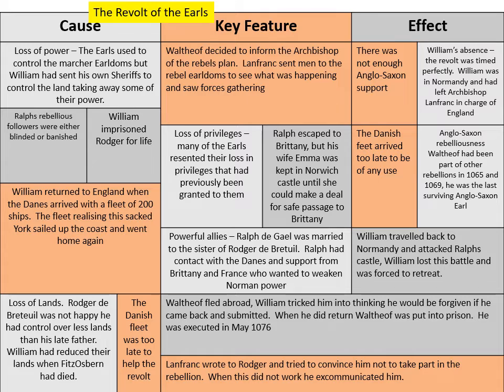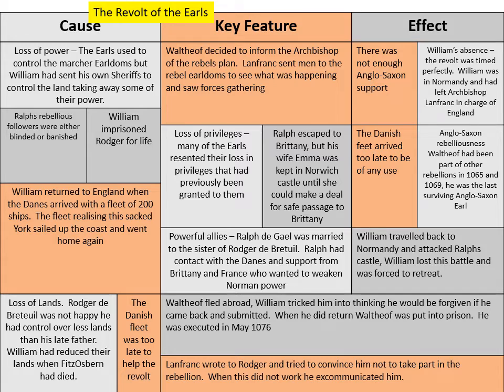Now Lanfranc, for his part, leading the country at the time in William's absence, had written to Roger to try and convince him not to take part in the rebellion, and when this did not work, he excommunicated him. So this led to a number of outcomes. First of all, Ralph's rebellious followers were either blinded or banished. William then imprisoned Roger de Breteuil for life. Ralph himself escaped back to Brittany, but his wife Emma was kept in Norwich Castle until she could make a safe deal for passage back to Brittany.